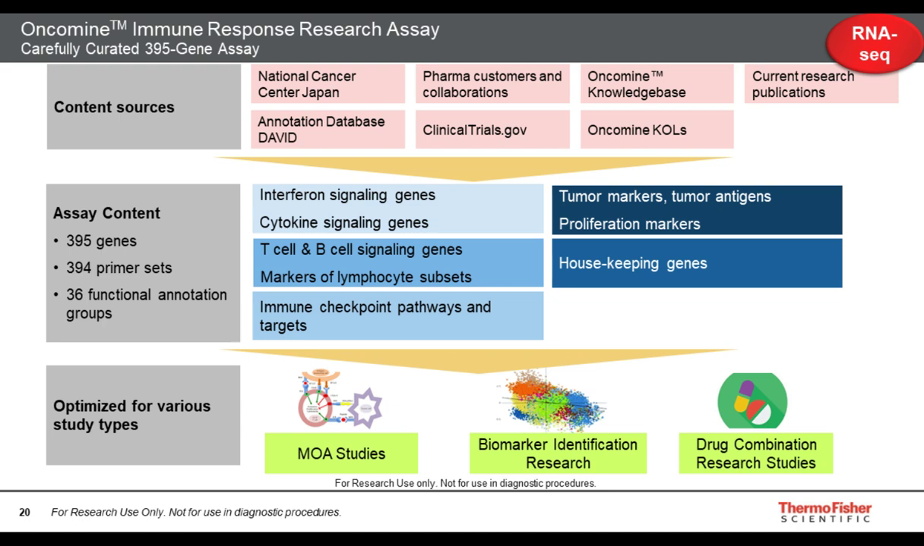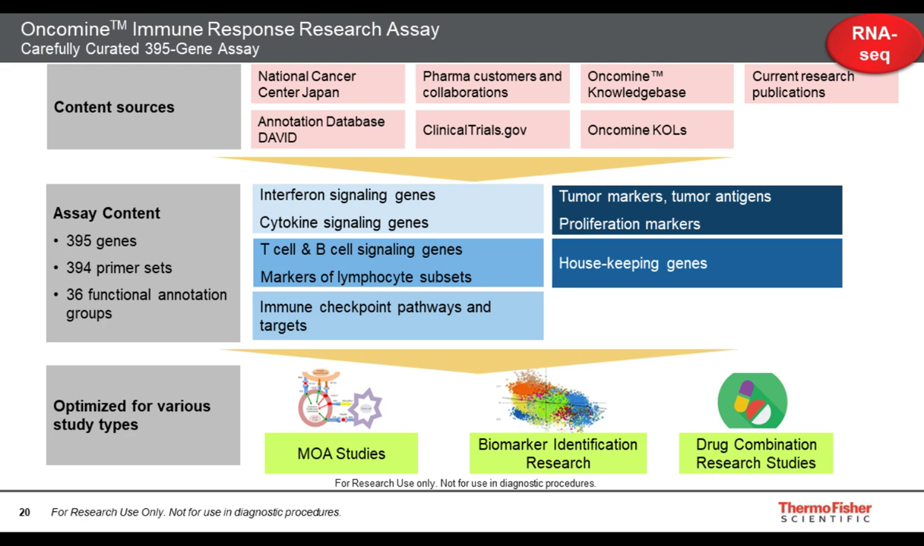In line with these goals, we created the content for this by carefully curating multiple sources, including over 200 relevant peer-reviewed publications. We took suggestions from key opinion leaders in the field. We used public databases such as DAVID for pathway annotation, clinicaltrials.gov for drug targets, and the Oncomine database for co-expressing genes, as well as taking direct feedback from a number of drug developers on what they thought would be important content for this panel. The content of the panel can be broadly grouped into a few different categories shown in the middle of the slide there.